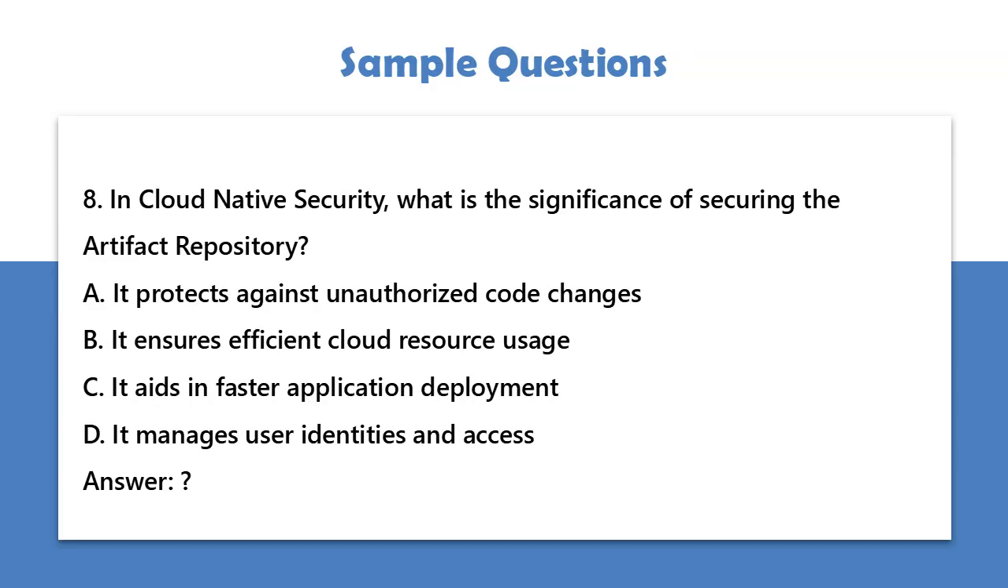8. In Cloud Native Security, what is the significance of securing the artifact repository? A. It protects against unauthorized code changes. B. It ensures efficient cloud resource usage. C. It aids in faster application deployment. D. It manages user identities and access.